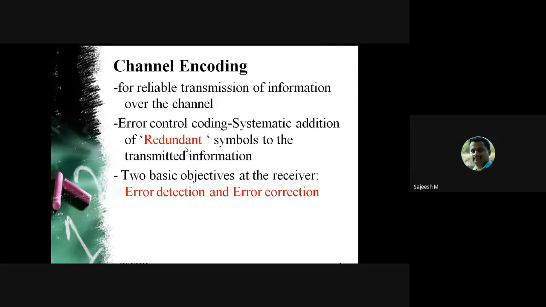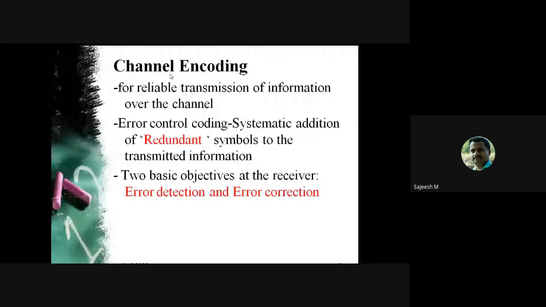Initially, we discussed the basic block diagram of a digital communication system, the data communication system. Two important elements are the source encoder and the channel encoder, and they have specific functions. We are now at the channel encoder part, which comes after the source encoder part. Its basic function is reliable transmission of information over the channel.